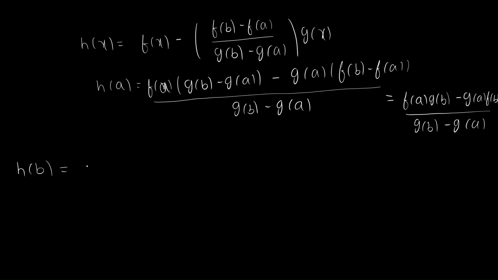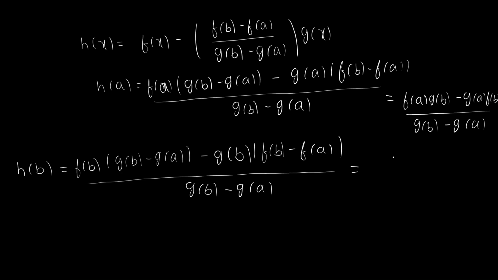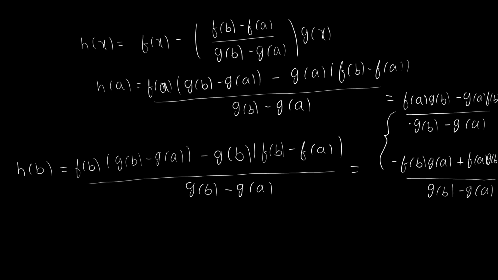H of b is equal to minus f of b into g of a plus f of a into g of b, divided by g of b minus g of a. We can again easily see that these both quantities are one and the same. Again, we can say that h of a is equal to h of b.